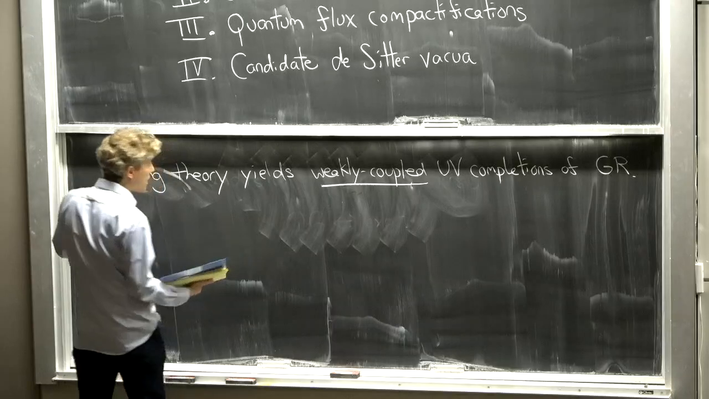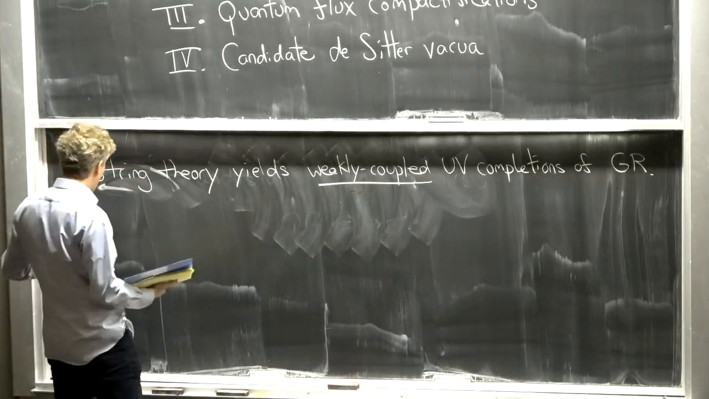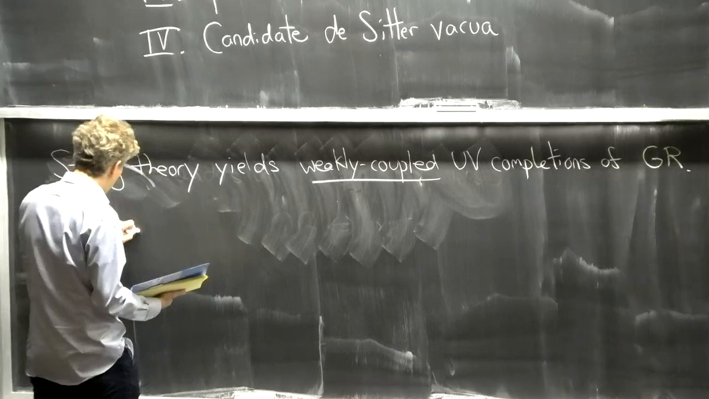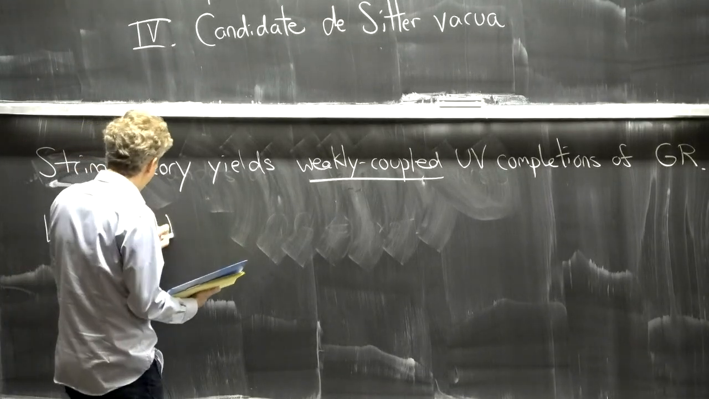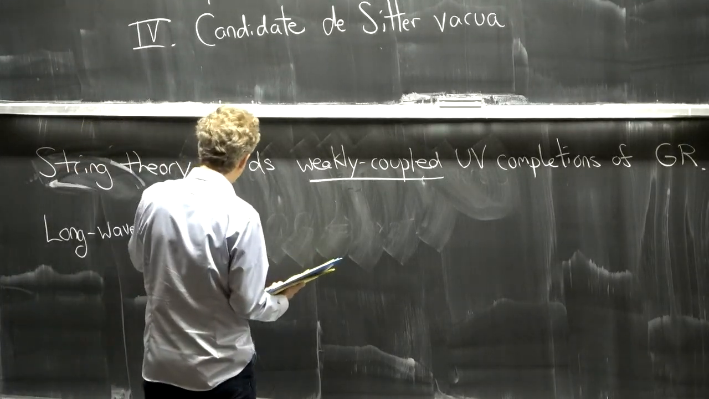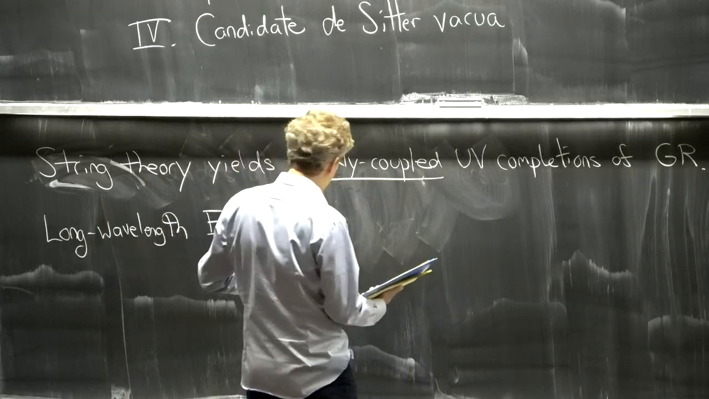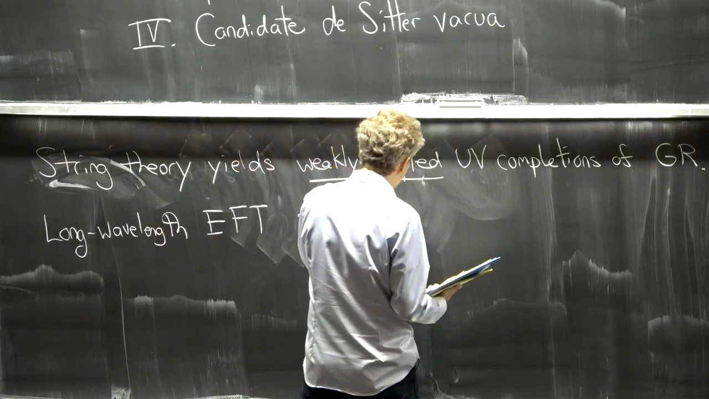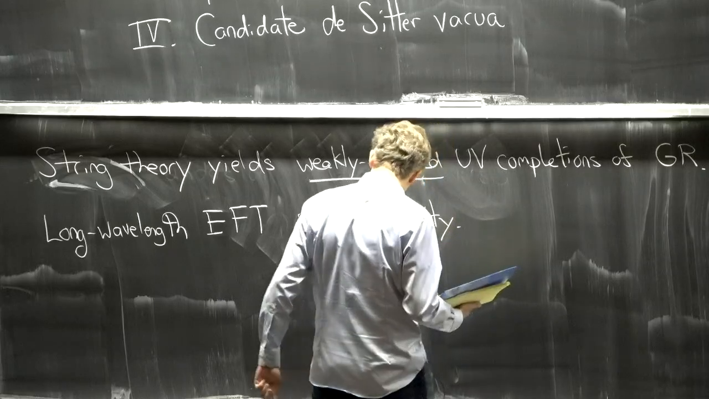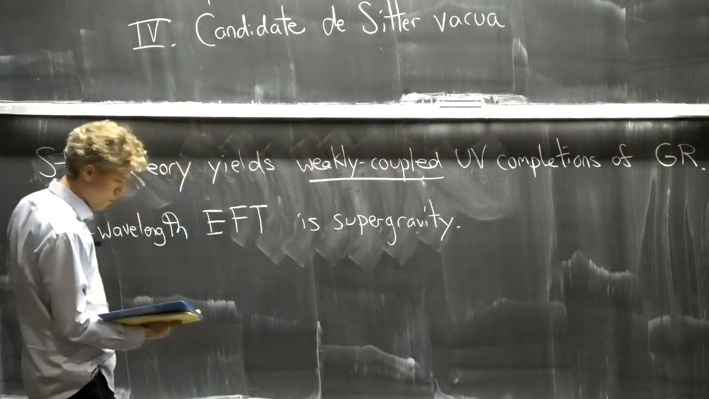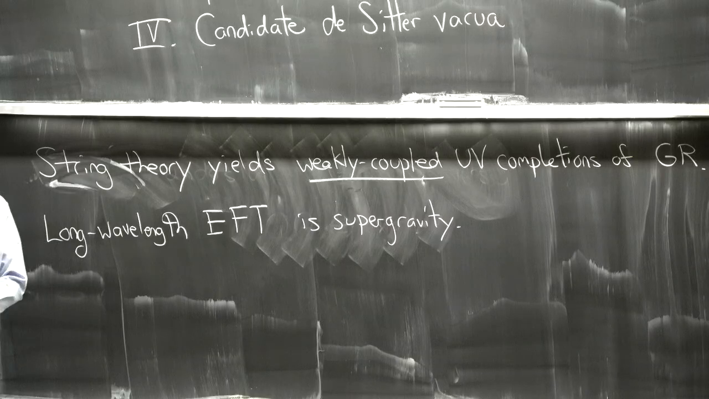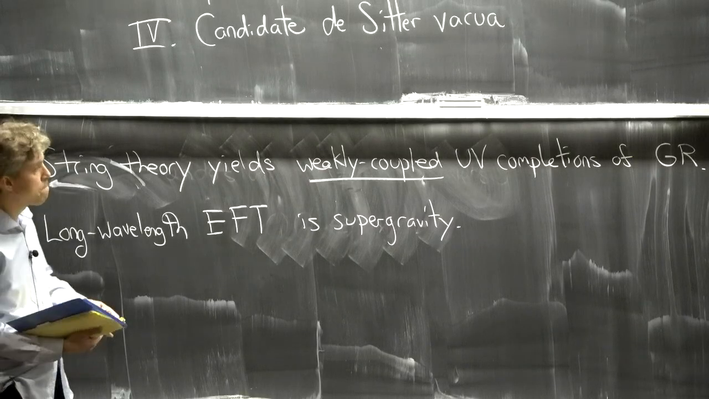String theory yields weakly coupled UV completions of GR. What do these look like? The long wavelength effective field theory of string theory is supergravity, which contains Einstein gravity coupled to various other bosonic and fermionic fields.